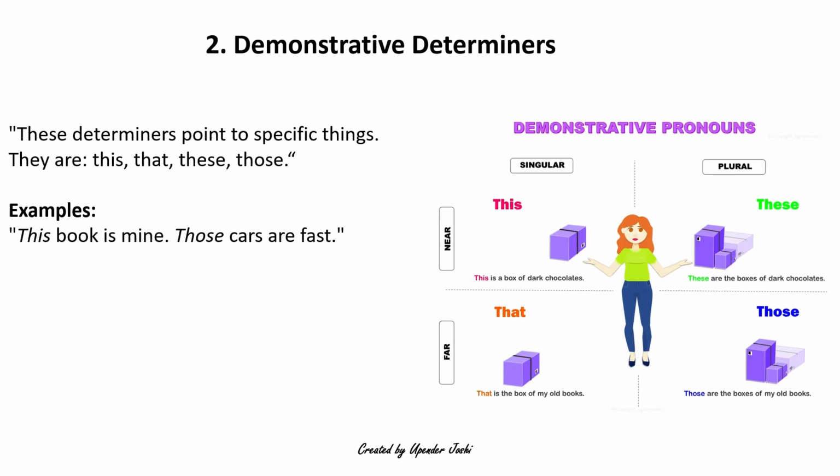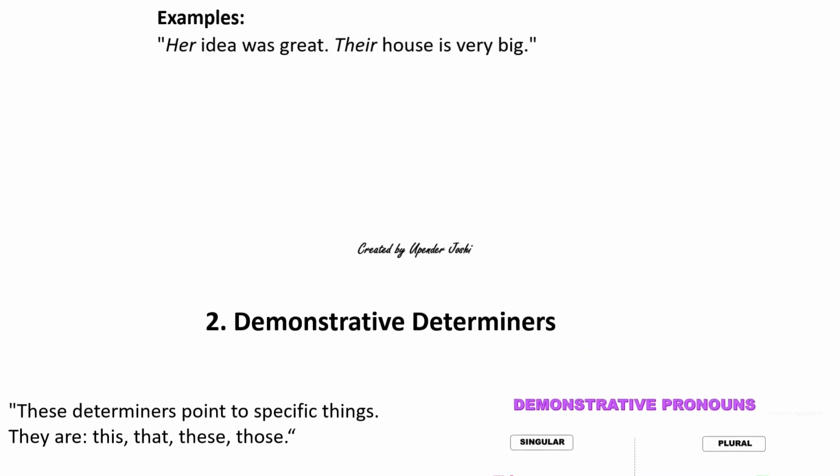Second type is called demonstratives. These determiners point to specific things. They are this, that, these, those. Examples. This book is mine. Those cars are fast. Third type is possessives.